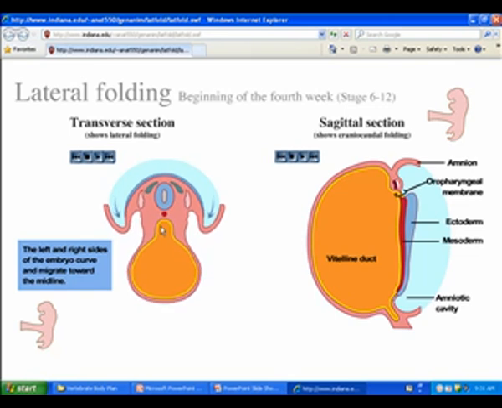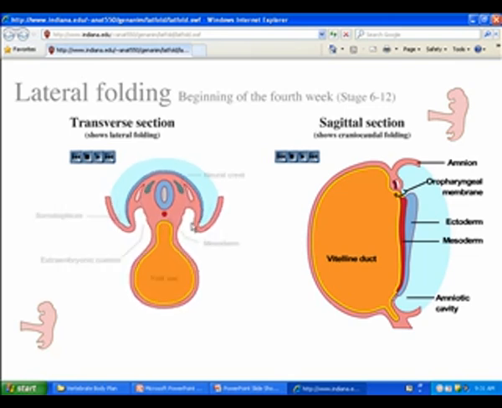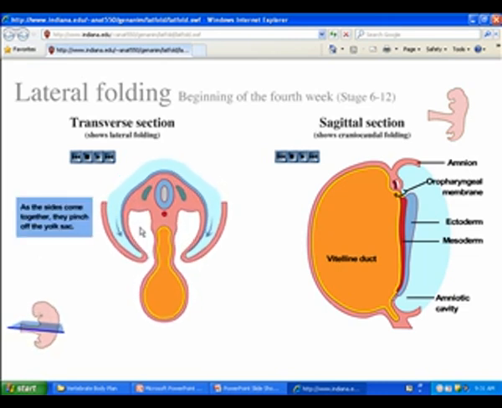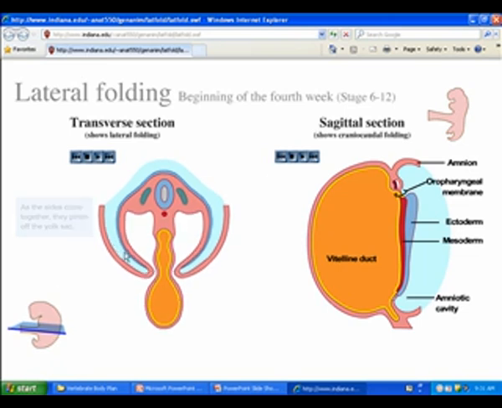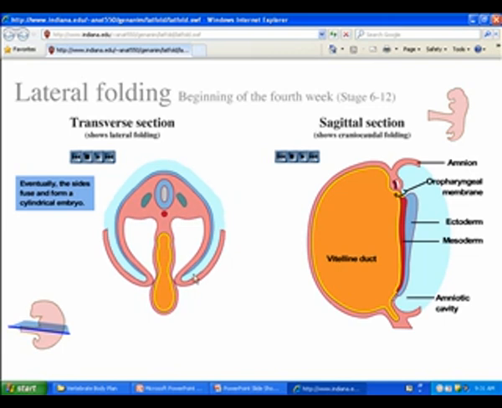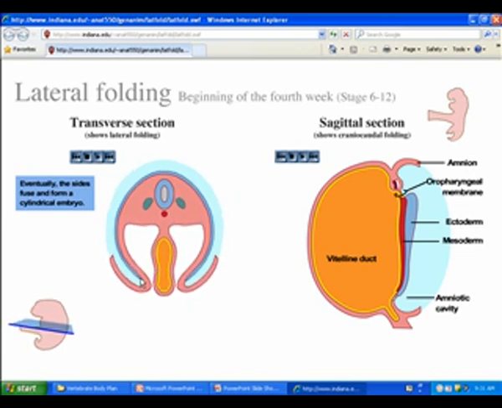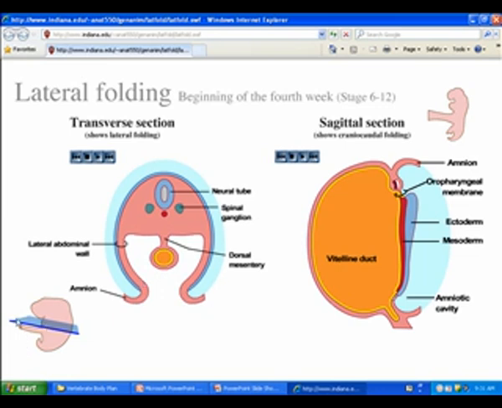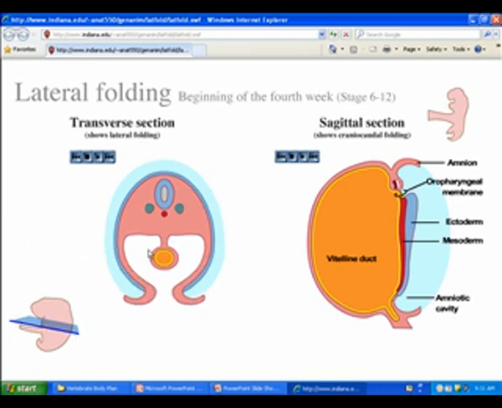Notice the embryonic spaces are going to move together, forming the body cavity. Notice the ectoderm is going to come around and fuse during lateral body folding. And notice, because of where we're looking here, in front of the umbilical cord, we're going to have the gut tube form.